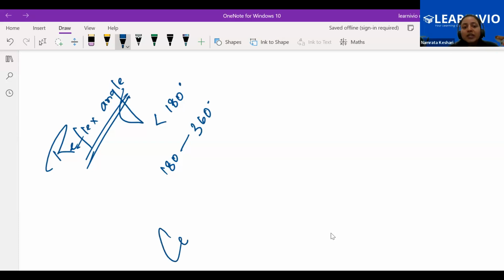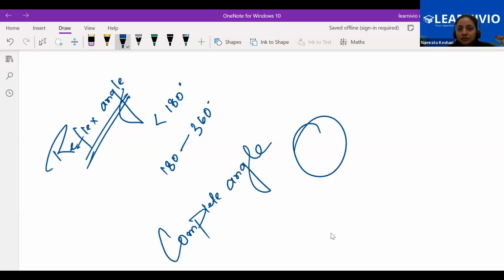And what is a complete angle? 360. Yes, exactly. This 360 is also called a complete angle, like one revolution. That consists of 360 degrees.